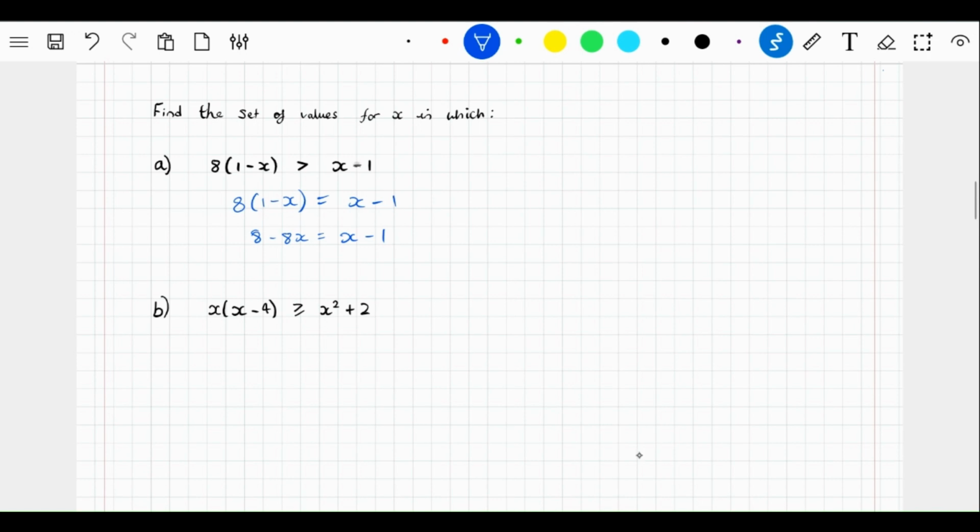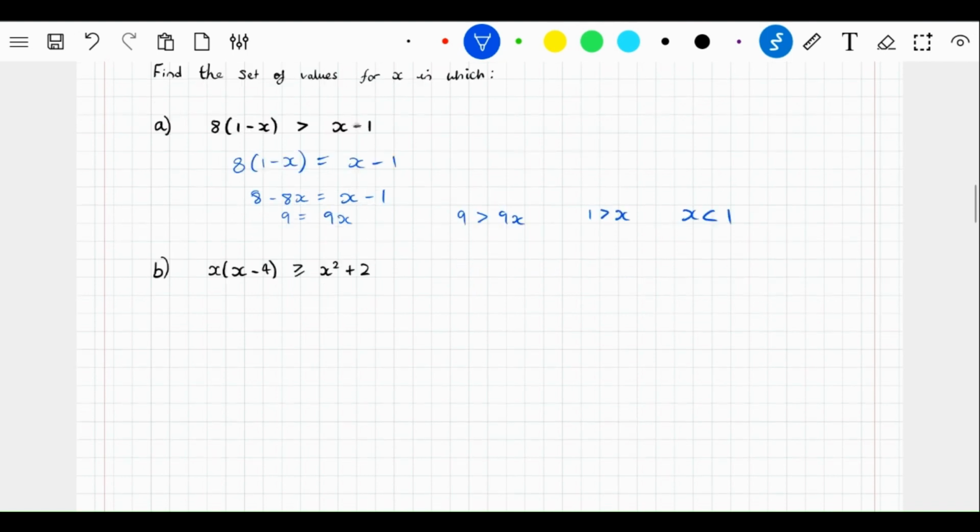Now, if we add the 8x on and add this 1 on, we're left with 9 equals 9x. Now, if we remember what this sign was here, it was everything on this side is going to be greater than everything on this side. So we know that 9 is greater than 9x. So we can then say, if we divide it all by 9, 1 is greater than x. So x is less than 1. And that is our answer for that question there.